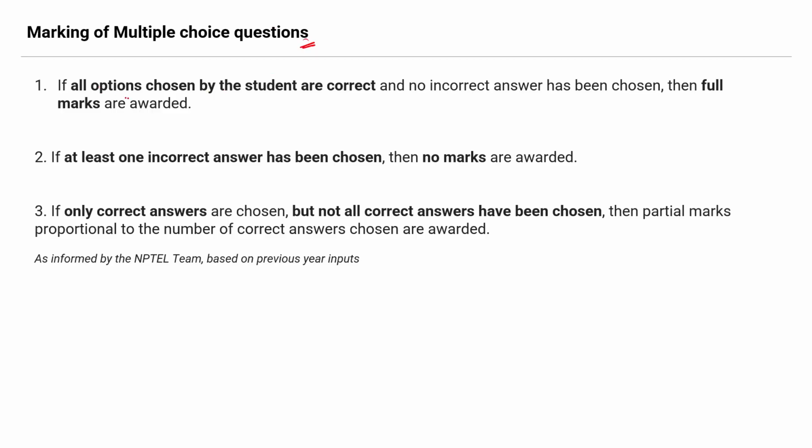If all options chosen by the students are correct and no incorrect answer has been chosen, full marks. If there is at least one incorrect answer, then no marks. And if there are only correct answers, but not all, then proportional marks.